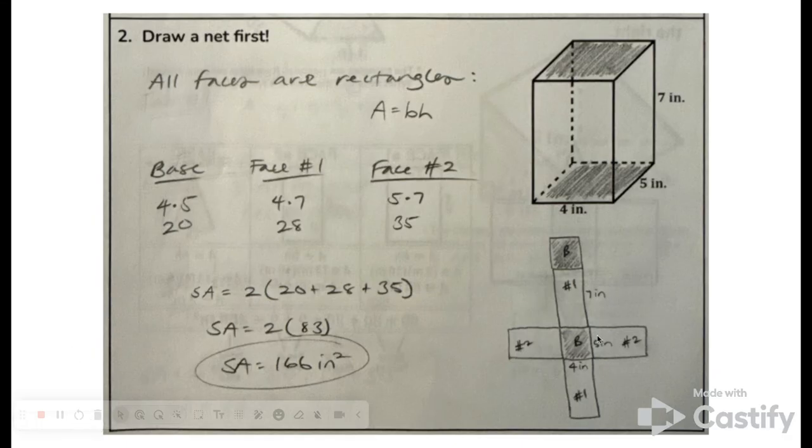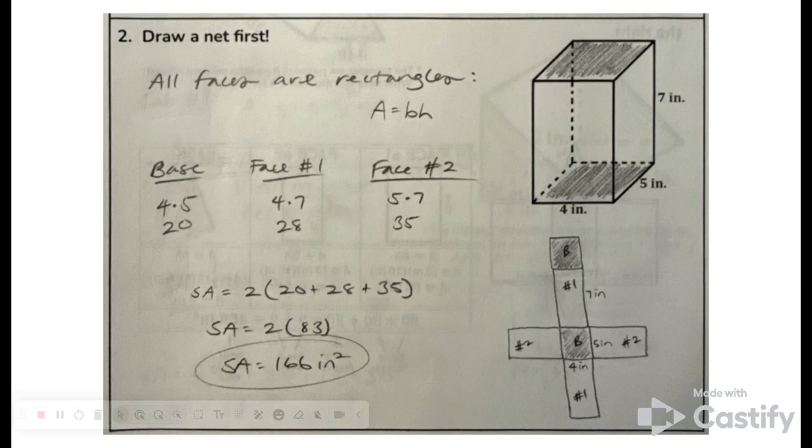Here is my work, right? So you can see my net, there's the base, kind of unfolding the 4 rectangles. The other base attaches anywhere, could be here, here, here. Find the area of the 3 different rectangles, all using base times height. Add everything up in some way for 166 inches squared.